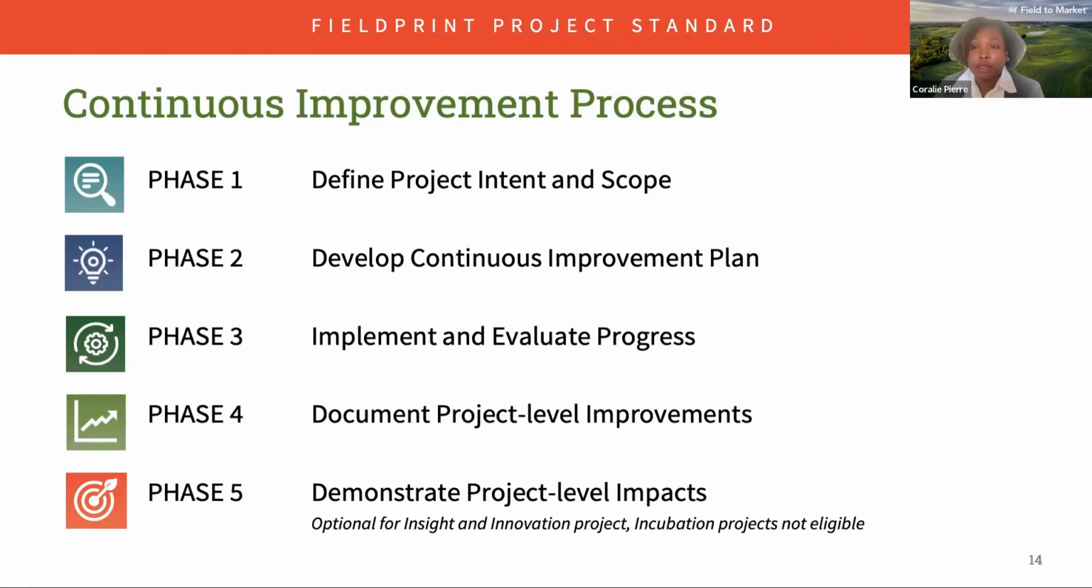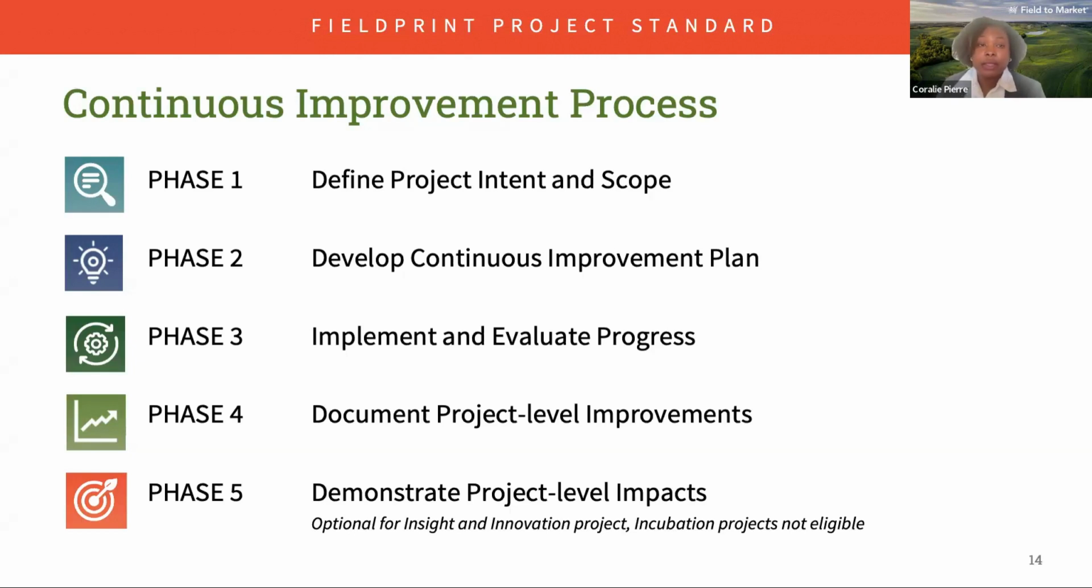First, project implementers should define project intent and scope. This involves articulating the project's overall purpose, objectives, and scope. In this initial phase, stakeholders work together to select the project pathway and location, identify local natural resource concerns to address, and identify key supply chain partners to implement the project with. Phase 2 builds upon phase 1 and entails the development of a comprehensive continuous improvement plan that outlines specific objectives and strategies to achieve the project goal.